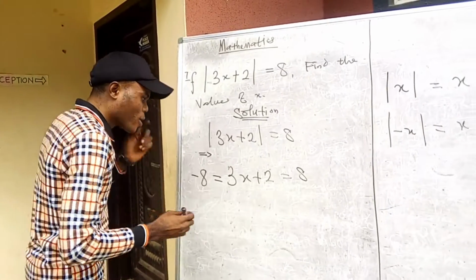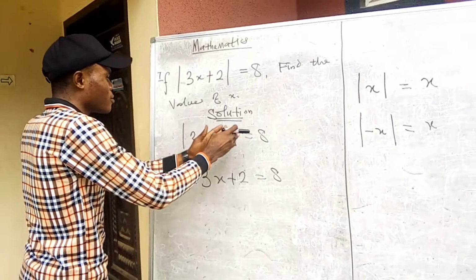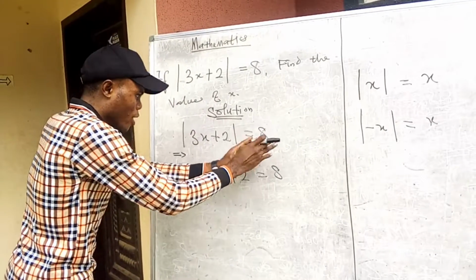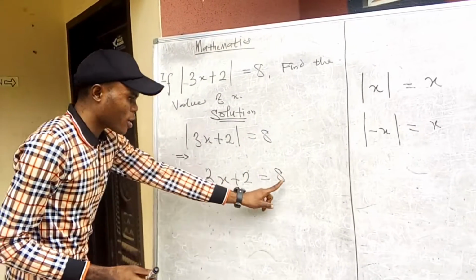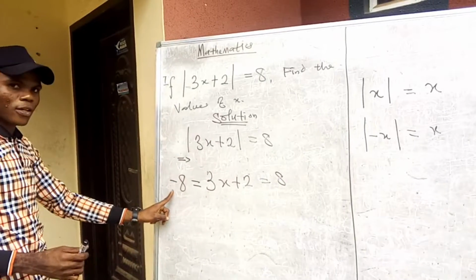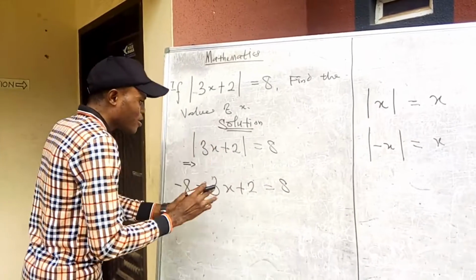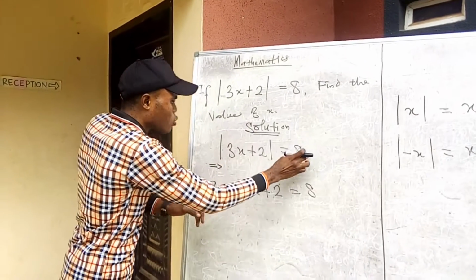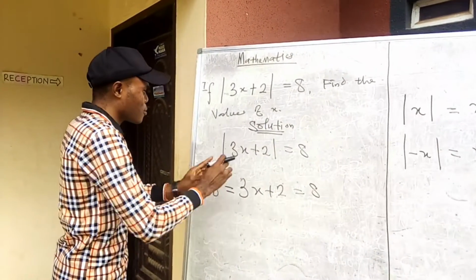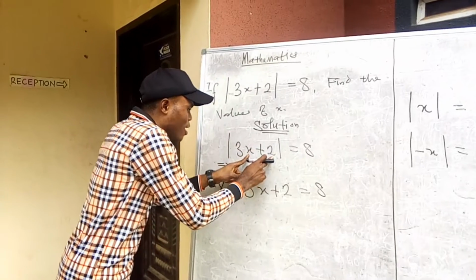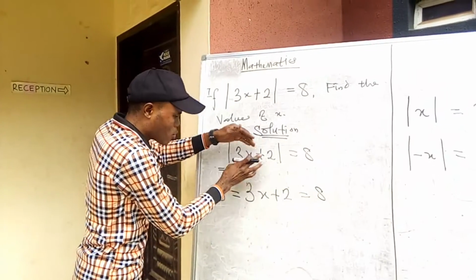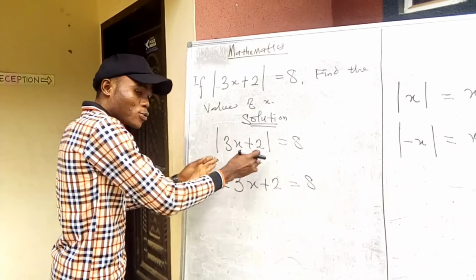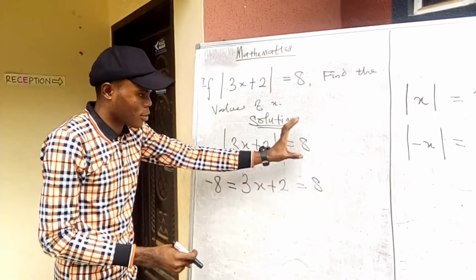Now we need the value of x that will make this whole absolute value be equal to 8. So that's why you see me use a positive 8 and a negative 8. Because I did mention that we need a value of x that will make whatever you have here equal to 8. And whatever you're going to have here is either going to be a positive 8 or a negative 8. But the absolute value, we consider it as 8.